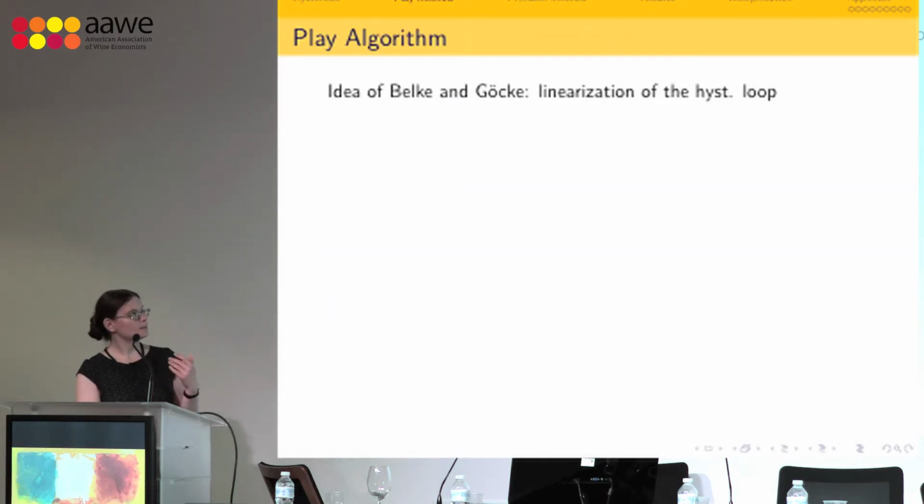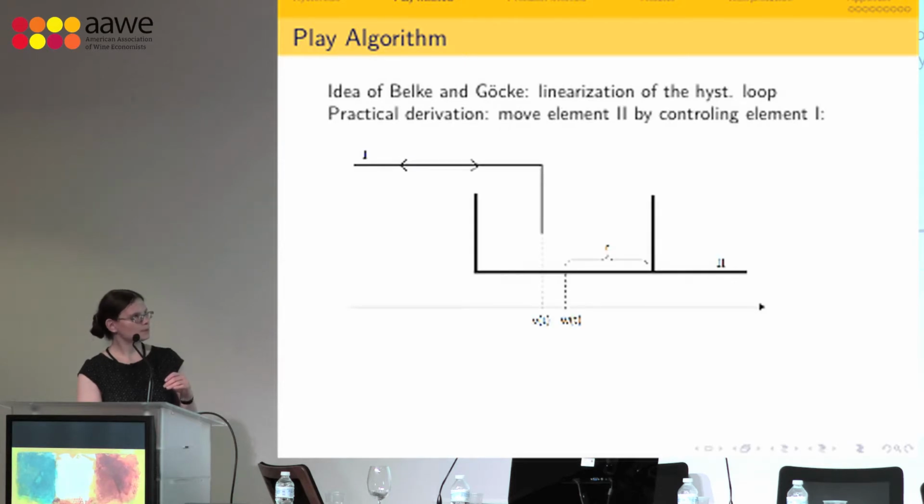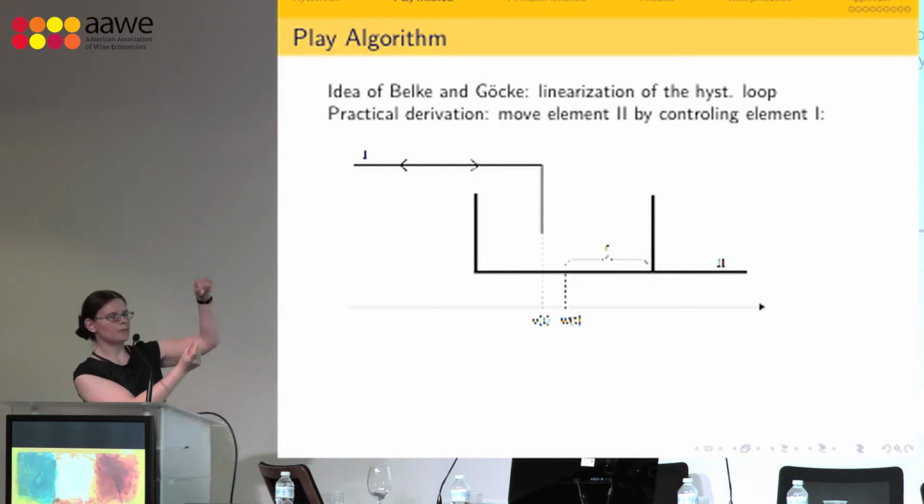So this is a method with this linearized hysteresis loop. And the idea here is that you have one element which you would like to control. This is element number 2, and you have one element which you can control. And now you go.